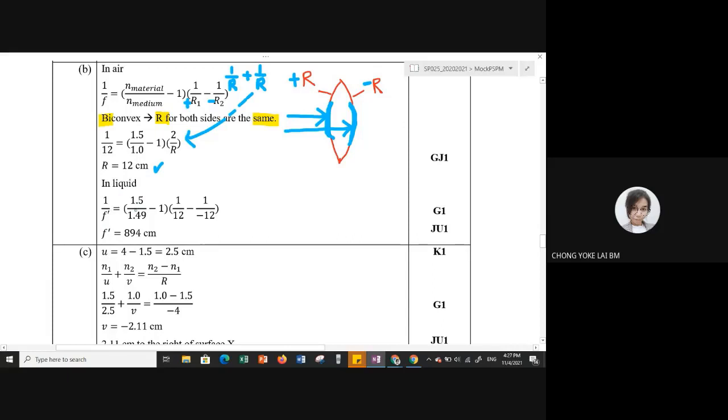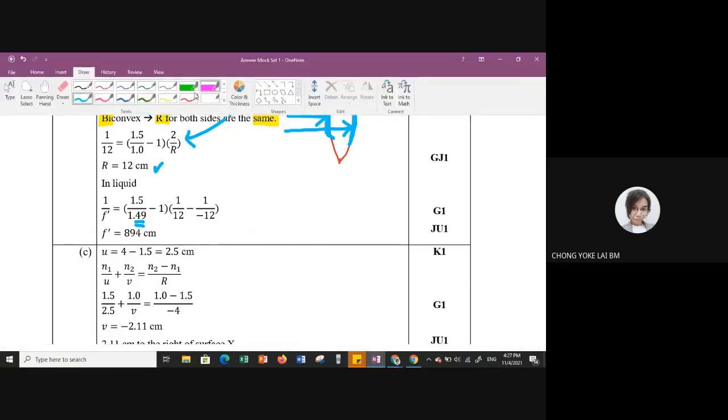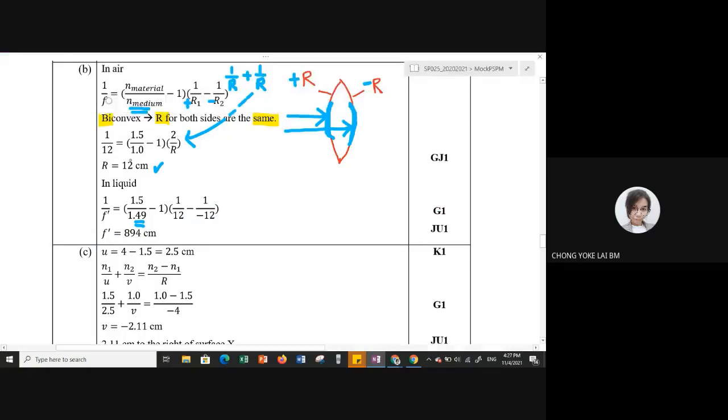So bila masuk dalam liquid, the refractive index for the medium sekarang jadi 1.49. So the R is 12. So positive 12. Another one is negative 12. So selesaikan. Gantian satu markah. Selesaikan. Kita dapat focal length dia 894 cm. Okay, 894 cm. So we have done with question B.